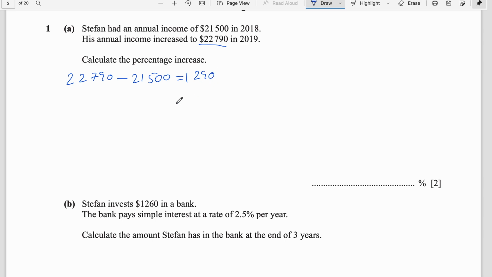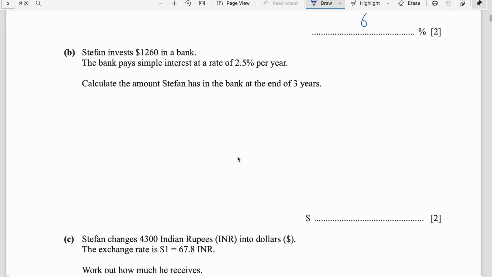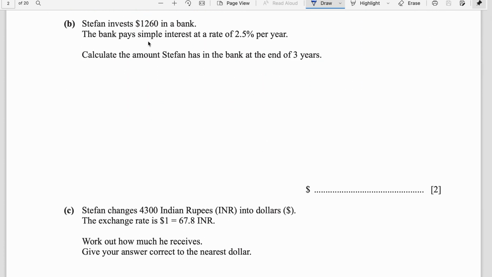which is $1290, and $1290 upon 21,500 times 100, and you get the percentage increase, that is 6%. B part says Stephen invests $1260 in a bank. The bank pays simple interest of 2.5% per year. Calculate the amount Stephen has in the bank at the end of 3 years.